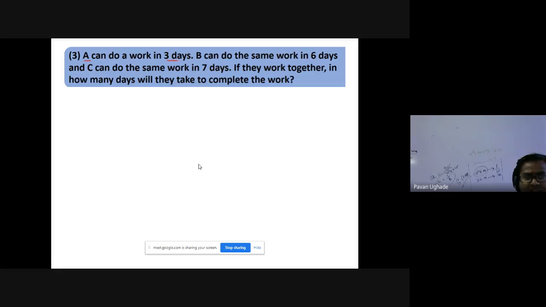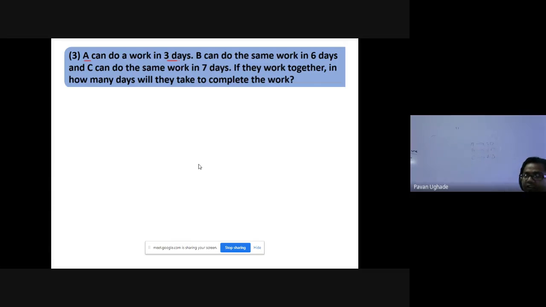So the question is, A can do a work in 3 days. If you are able to see my screen, you can start working on this. I'll write down: A can do a work in 3 days. B can do the same work in 6 days. C can do the same work in 7 days. Now, if they work together, in how many days will they complete the work? How much time will they take?